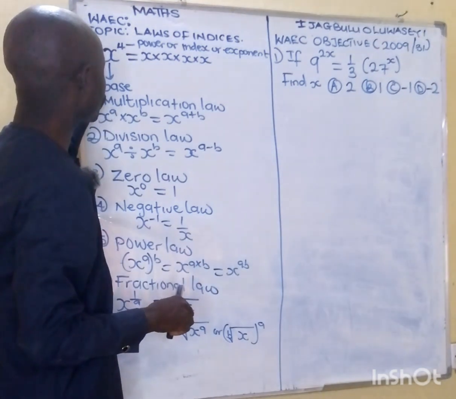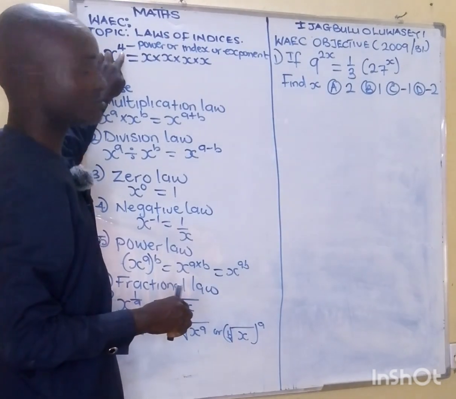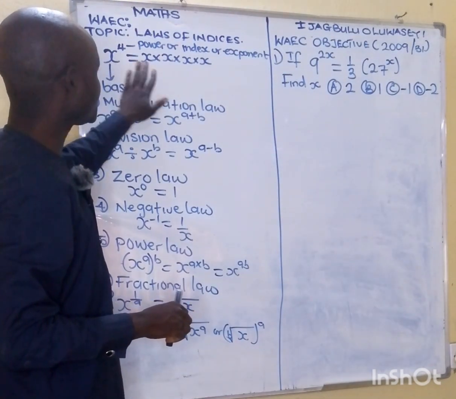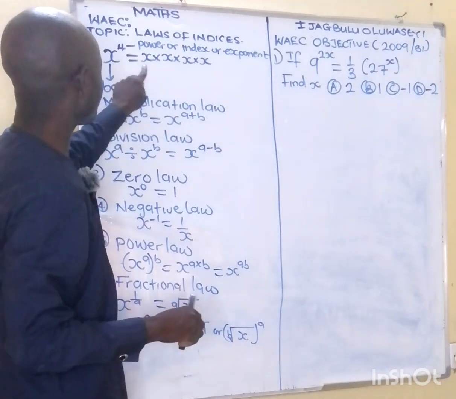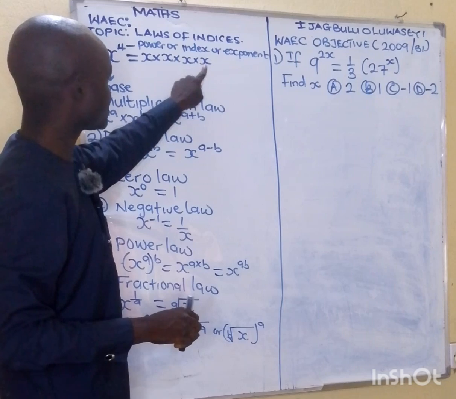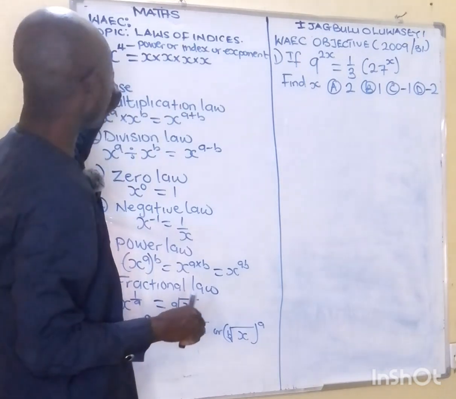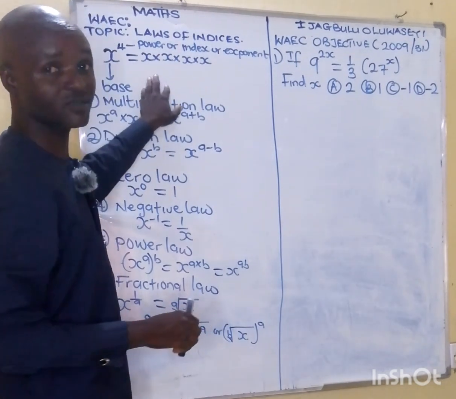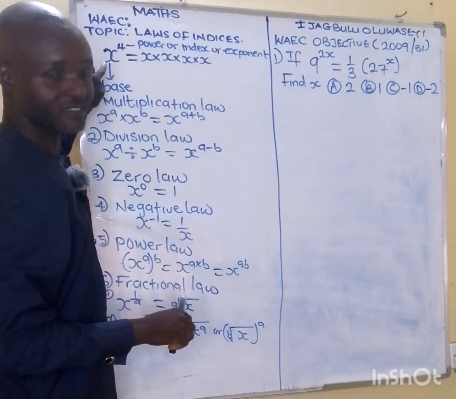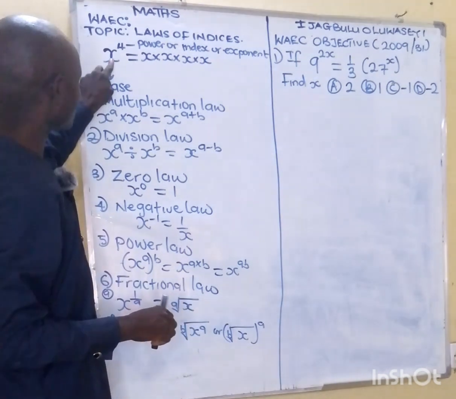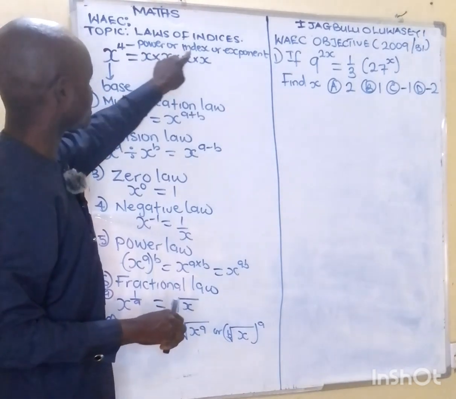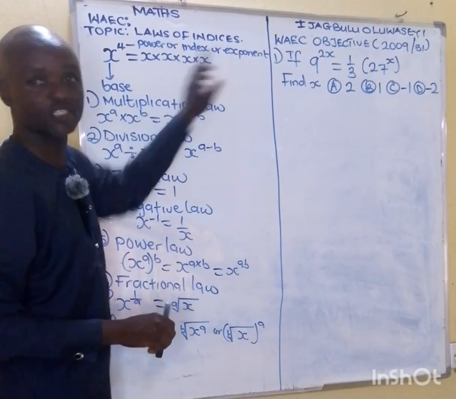When we have x raised to power 4, it is written in a long way by saying x times x times x times x. Whenever you say x raised to power 4, it is equal to x multiplied 4 times. Now, the x here is the base, while the 4 here is the power, or the index, or the exponent.